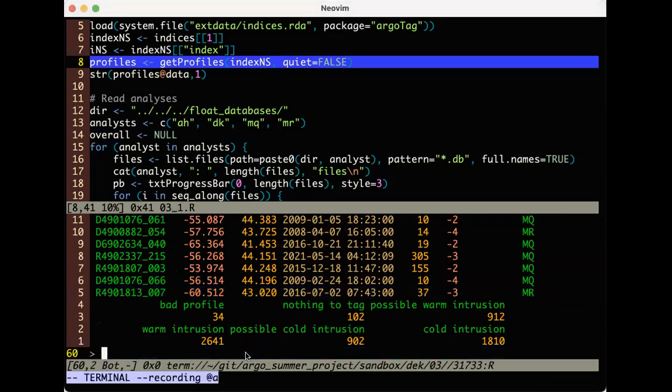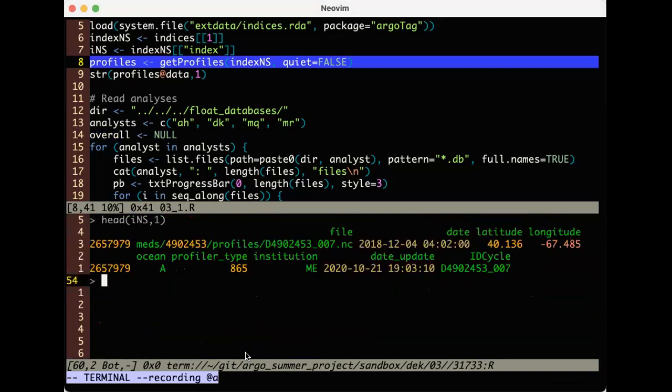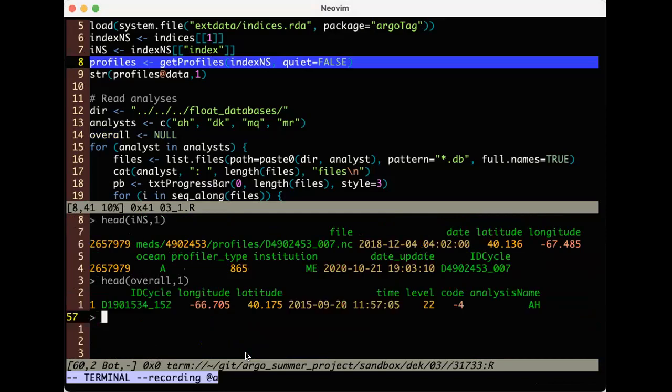So I've constructed two data frames. I'll look at them. One's called INS, NS is Nova Scotia, and the other is called overall. Okay, and the second one contains analysis information. These are for Argo floats. The first one is just information on the Argo float. And I have a common column in the two called ID cycle. That means the ID of the float, D190, la, la, la, underline the cycle.